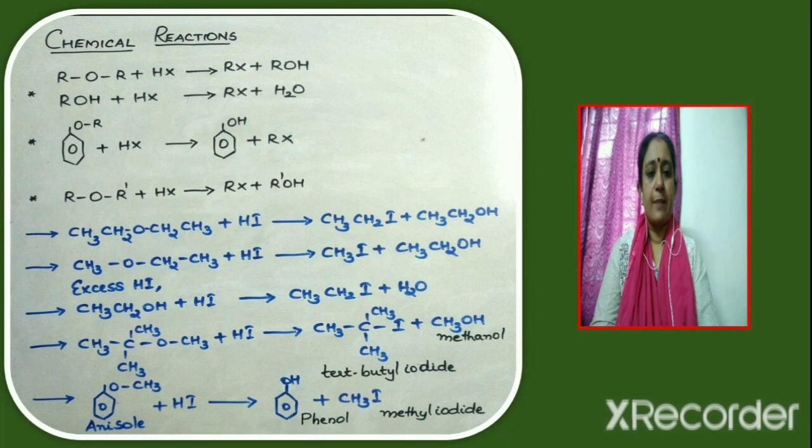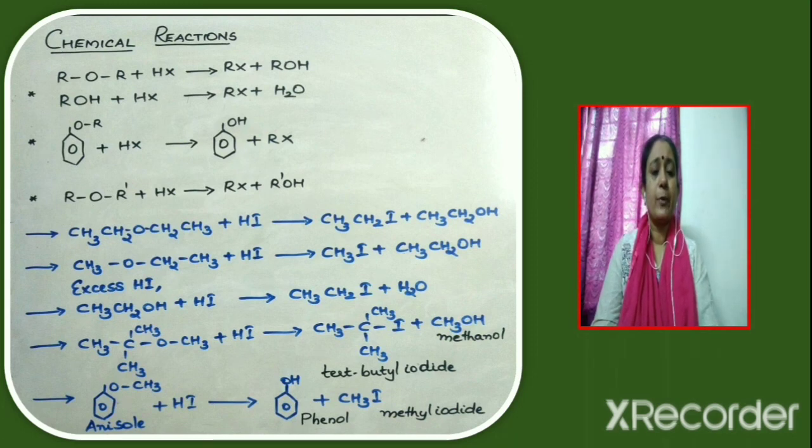Consider the following examples. Diethyl ether or ethoxyethane reacts with hydrogen iodide to give the products iodoethane and ethanol. Methoxyethane or ethyl methyl ether reacts with hydrogen iodide to give the products methyl iodide and ethanol. If excess of hydrogen iodide is used, then ethanol formed in this reaction will further react with hydrogen iodide to give the products iodoethane and water.